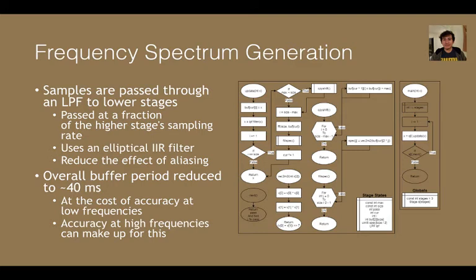The overall buffer period is reduced to around 40 milliseconds using these methods, but this comes at a cost of lower accuracy at the low frequencies. But using the note detection algorithm, the accuracy at high frequencies can make up for this.